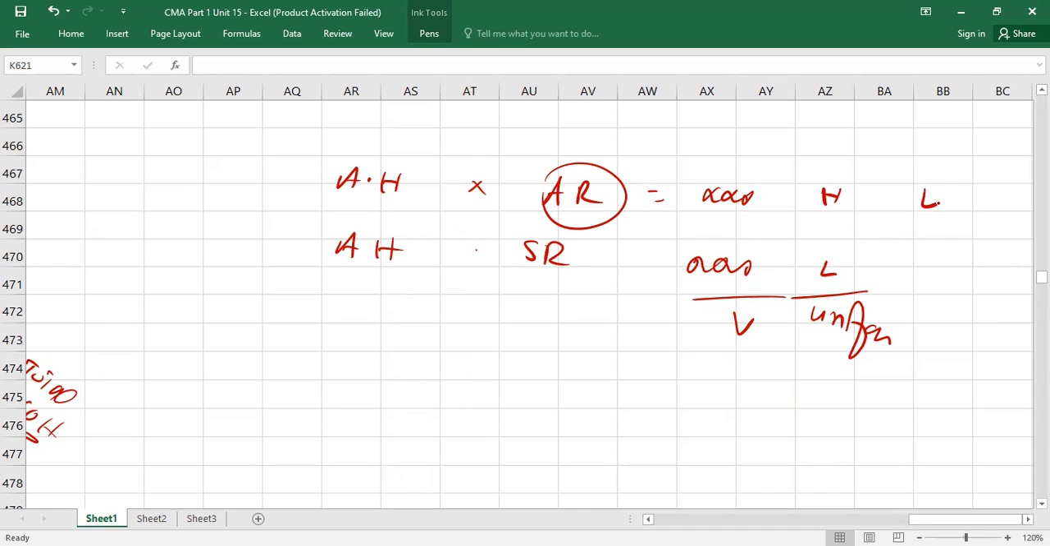But if the first line answer is lower and the second line answer is higher, this variance is going to be favorable. Why lower? Because the actual rate is less. So it is going to be favorable.